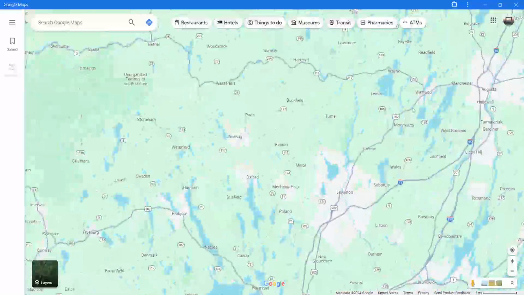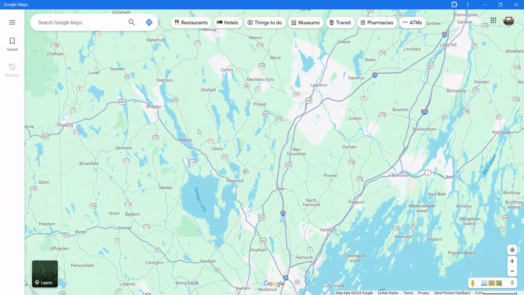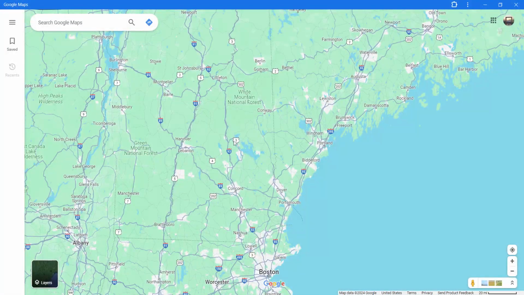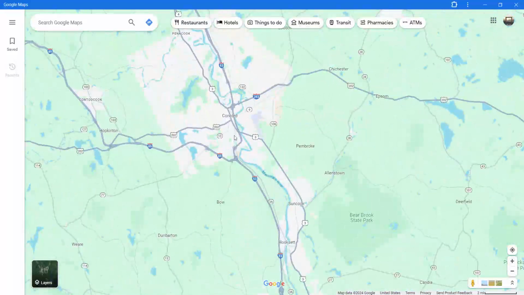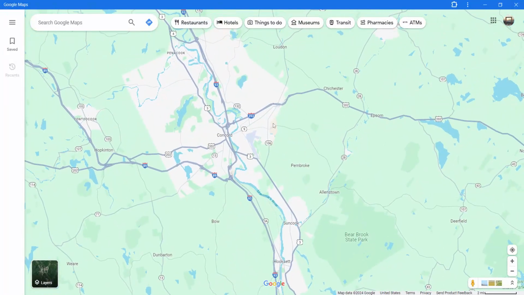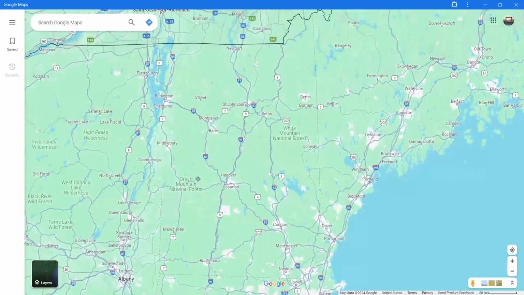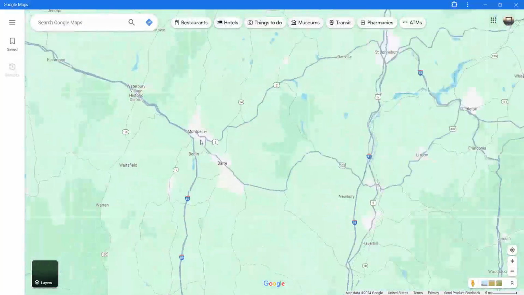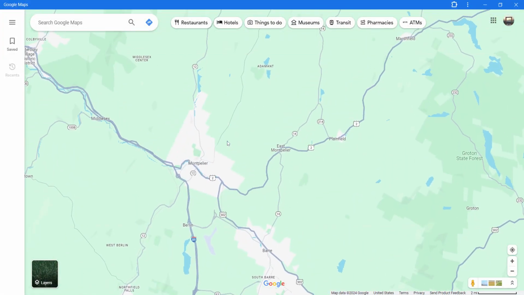Moving back over to New Hampshire, and we are looking for the city of Concord. Concord is the capital of New Hampshire. Moving over to Vermont and moving a little further north, we find the city of Montpelier. It is the capital of Vermont.